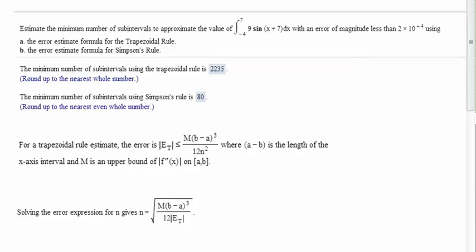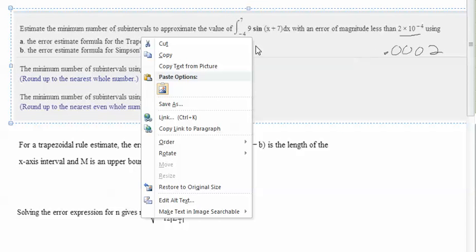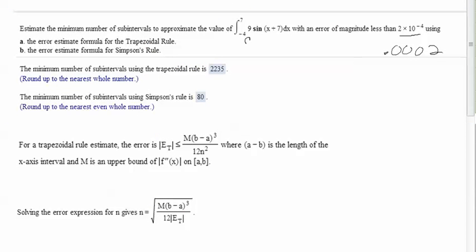So for the trapezoid rule, you have this error bound here, and you're told that you want your error to be less than 2 times 10 to the -4, which means move your decimal to the left 4 places. So this is 0.0002. That's what you want your error bound in absolute value to be. We have this M and then b minus a, where a is -4 and b is 7, and n is what we're looking for.